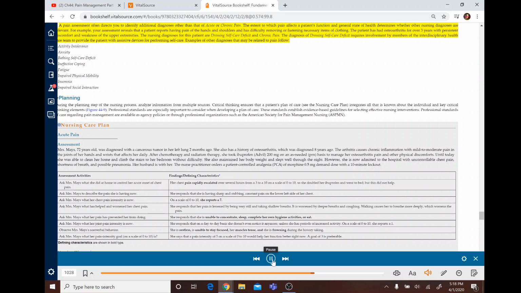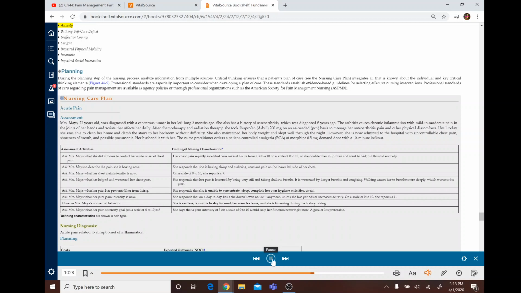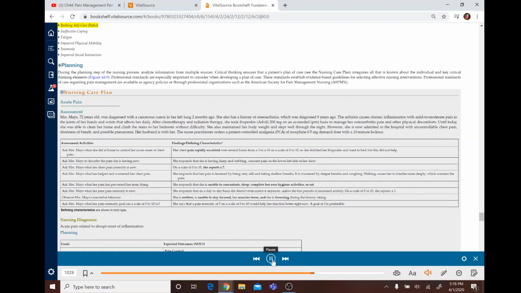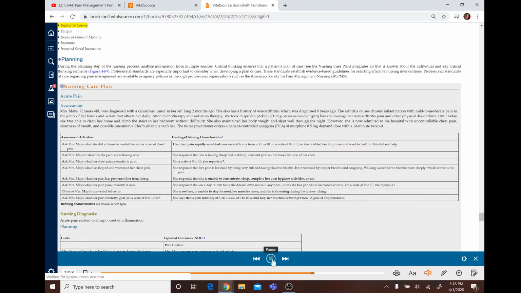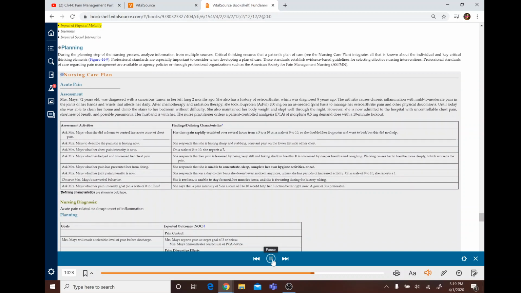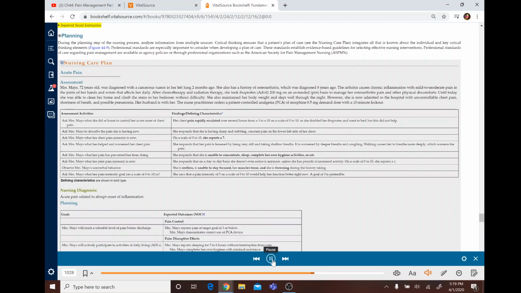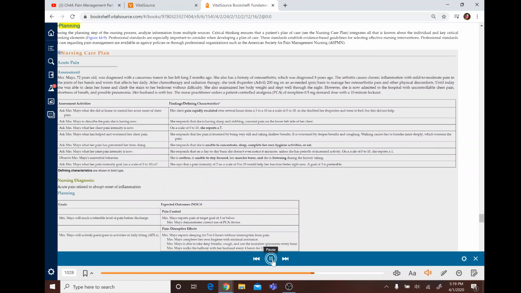The diagnosis of dressing self-care deficit requires involvement by members of the interdisciplinary healthcare team to provide the patient with assistive devices for performing self-care. Examples of other diagnoses that may be related to pain follow. Activity intolerance. Anxiety. Bathing self-care deficit. Ineffective coping. Fatigue. Impaired physical mobility. Insomnia. Impaired social interaction.